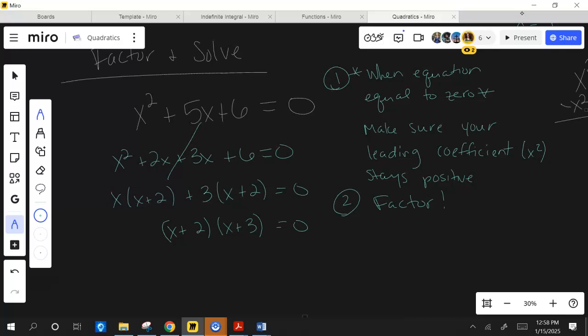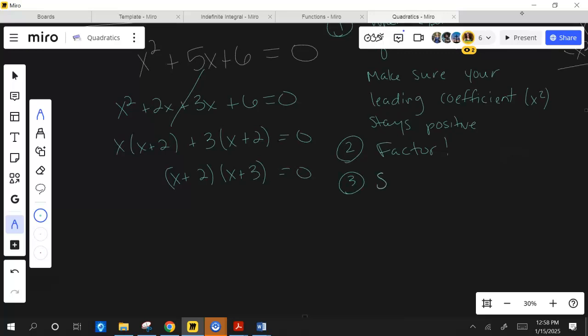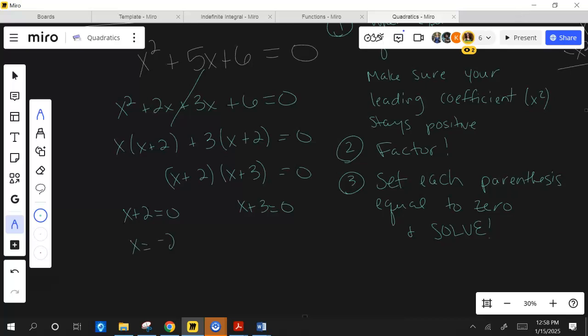That's right. The order doesn't matter. All right, last step. And then we go x plus 2 equals 0, x plus 3 equals 0. Set each parenthesis equal to 0 and solve. Okay, so my parentheses here, x plus 2 and x plus 3. If I solve those, I get -2 and -3. That's it.